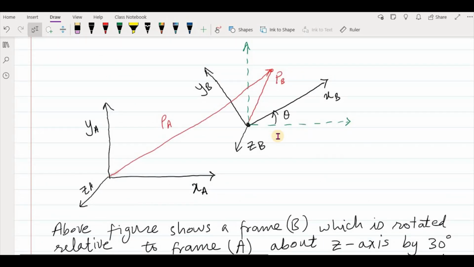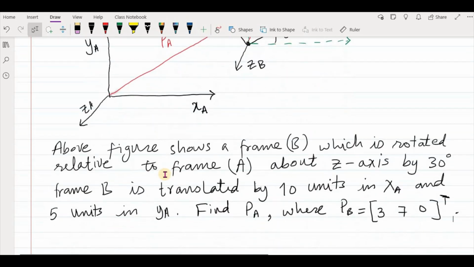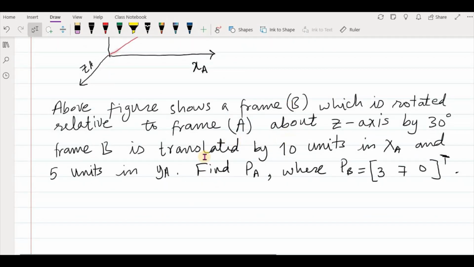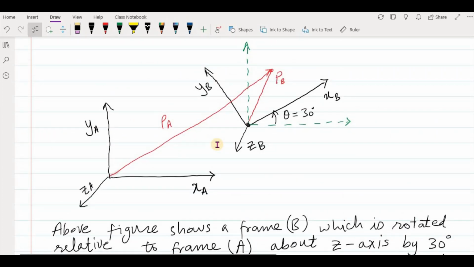And then you have to find this position vector A. Actually, what you want is the position of point P in your reference frame A. That's what you're looking for. You're given the angle of rotation of this frame, which is 30 degrees. Let me write it here, 30 degrees. And you're also given the translation of frame A with respect to frame B. So this is also given here. These values, they both are given.